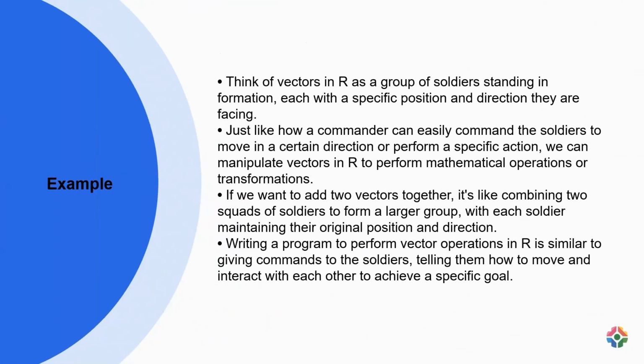Think of vectors in R as a group of soldiers standing in formation, each with a specific position and direction they are facing. Just like how a commander can easily command the soldiers to move in a certain direction or perform a specific action, we can manipulate vectors in R to perform mathematical operations or transformations. If we want to add two vectors together, it's like combining two squads of soldiers to form a larger group, with each soldier maintaining their original position and direction. Writing a program to perform vector operations in R is similar to giving commands to the soldiers, telling them how to move and interact with each other to achieve a specific goal.